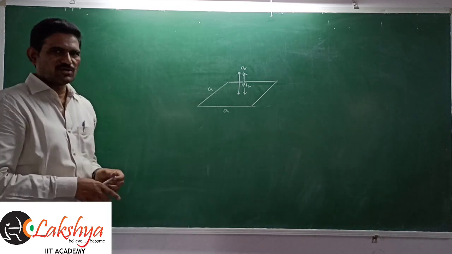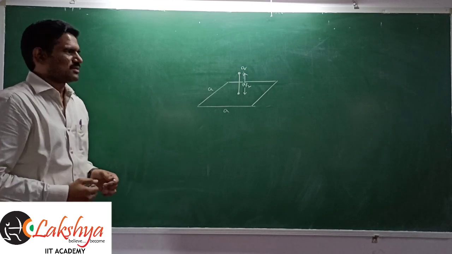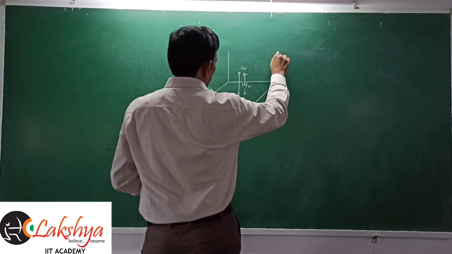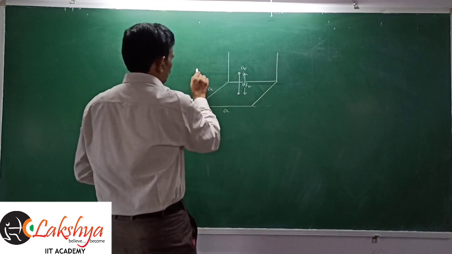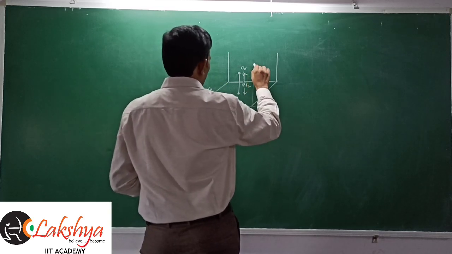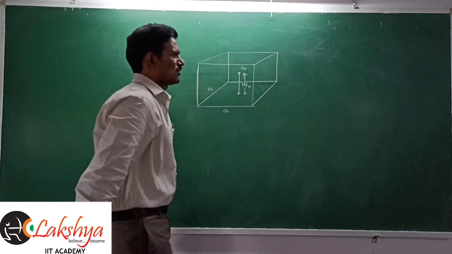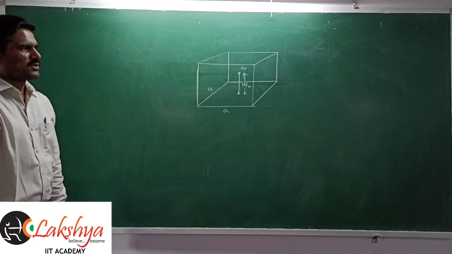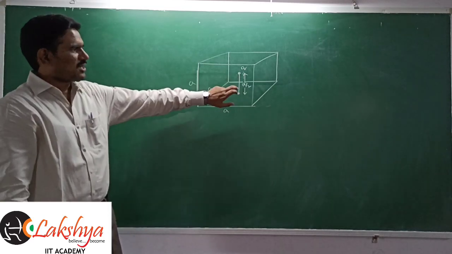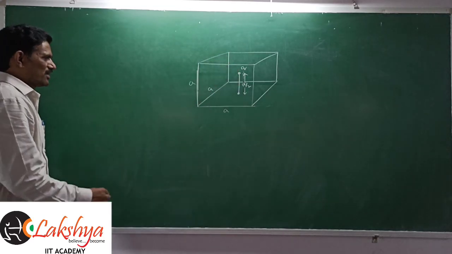Now what I am going to do is construct a complete cube with side A. So if I complete a cube here, this is the cube I am going to construct. Got it? Now that becomes a cube. For that cube, the side is A, and our charge is placed at the center of the cube.